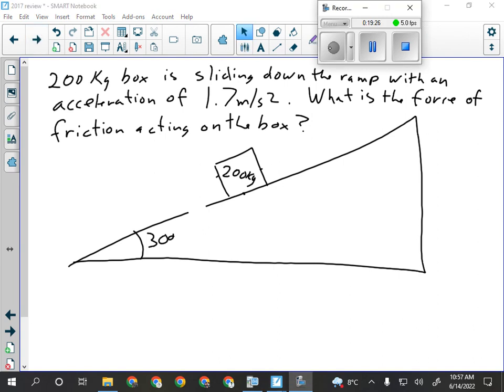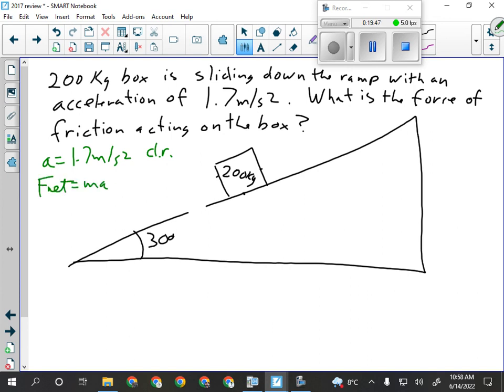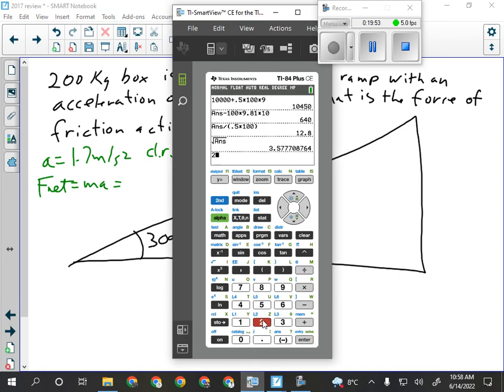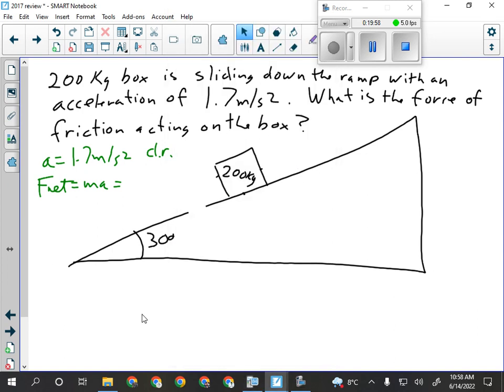Okay, so classic Newton's second law situation here. We know the acceleration is 1.7 meters per second squared down the ramp. Since I know the mass, what can I calculate right now that will be useful later? F net, yeah. So let's get that right now because it's something that's always important. m times a, so 200 times 1.7 would be 340, okay? 340 newtons, also down ramp.